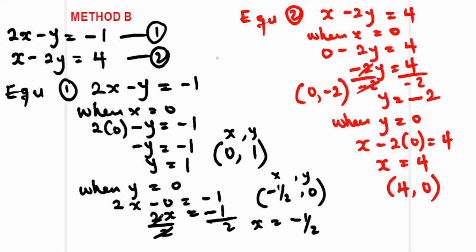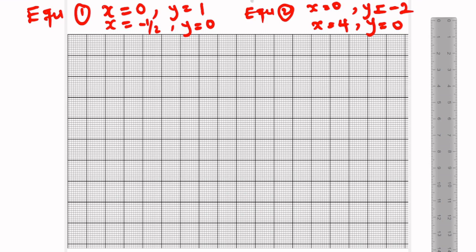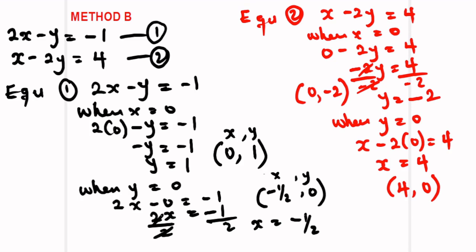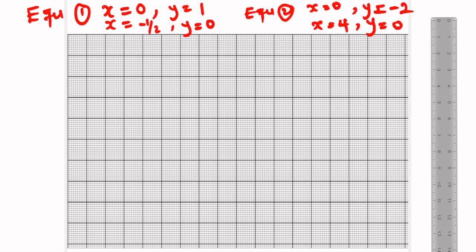So now let's bring this to the graph. I've been able to bring the values we got onto the graph. You can actually cross-check: when x is 0, y is 1. When x is minus half, y is 0. Then when x is 0 for equation 2, y is minus 2. And when x is 4, y is 0. Which is also what we have here. Now, you can actually place it this way.